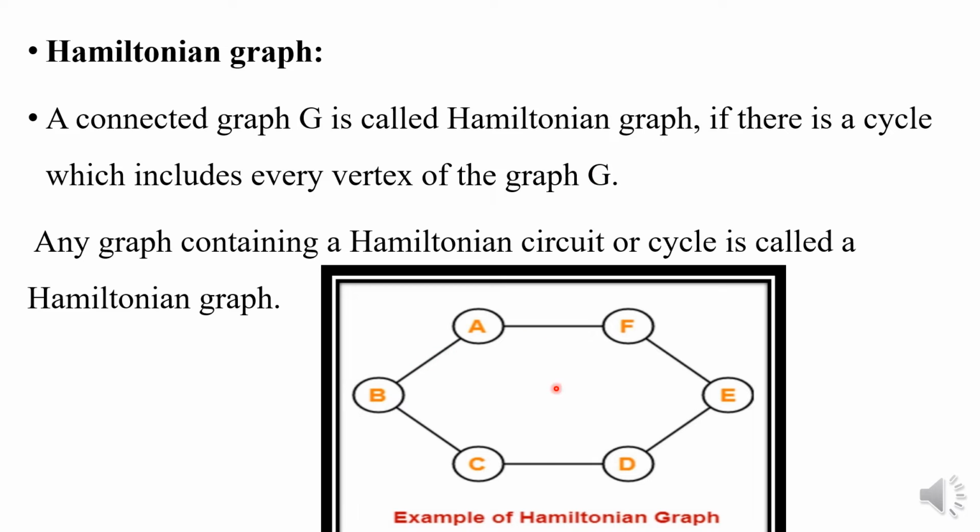Here you see an example of a Hamiltonian graph. You can start from any vertex, your wish. Let us start from A. If we move from A to B, C, D, E, F and again end with A, it is a cycle: the starting and ending vertex are the same and it travels through all the vertices exactly once. So it is known as Euler as well as Hamiltonian. This is an example for an Euler graph also, and a Hamiltonian graph.